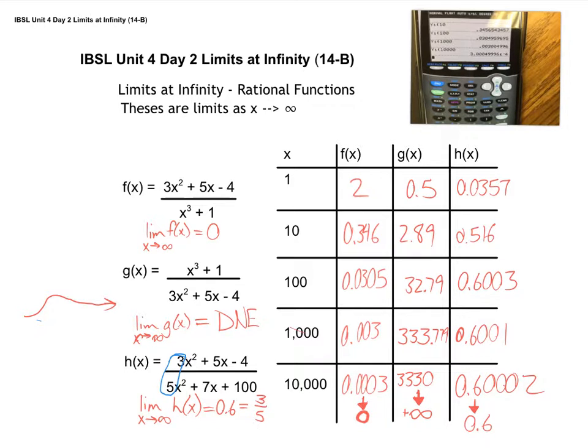Okay, so h of x, we had the same exponent, we have the same degree, right? So we use the ratio of the coefficients. Okay? Evan mentioned Bobo. Bigger on bottom, 0. Okay? And how about g of x? Bigger on top, none. Now, so if the degree is bigger on the top, the limit does not exist.